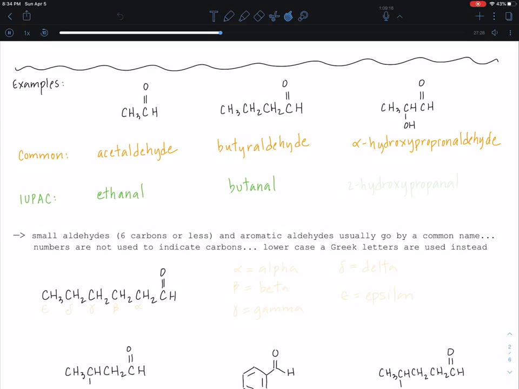With IUPAC nomenclature, we use numbers. So instead of alpha hydroxy, this will be 2-hydroxy. And this has 3 carbons, so that's prop. It would have been a propane, but it's an aldehyde. So we're going to drop the E and add al. This is propanal.